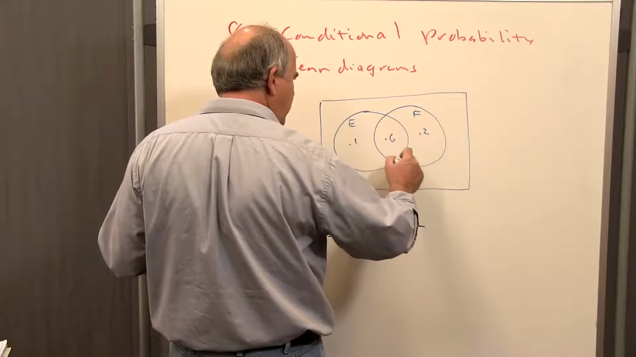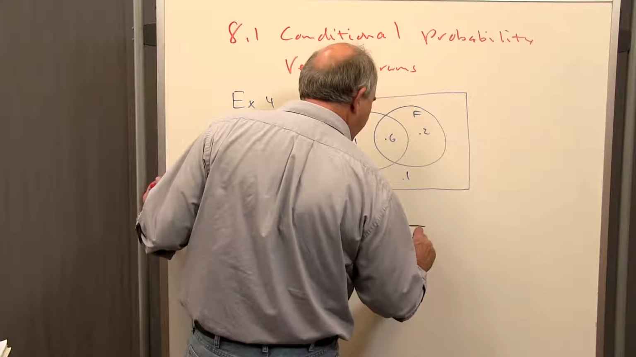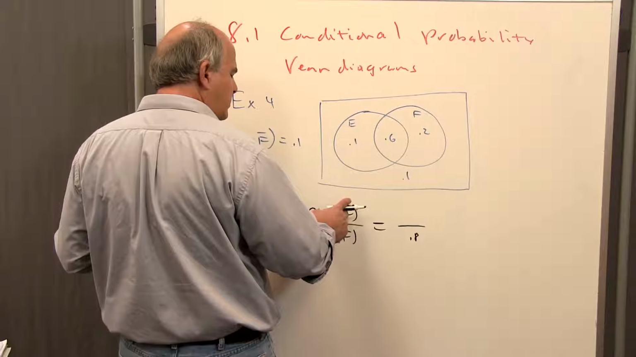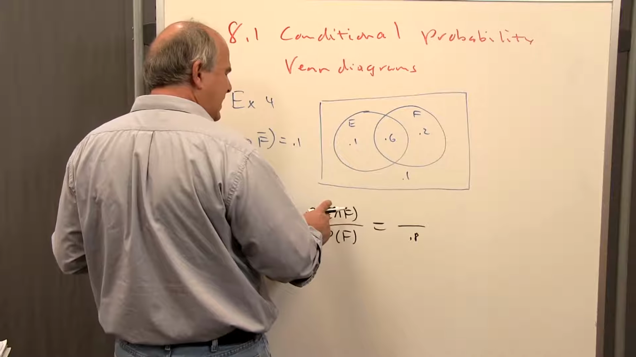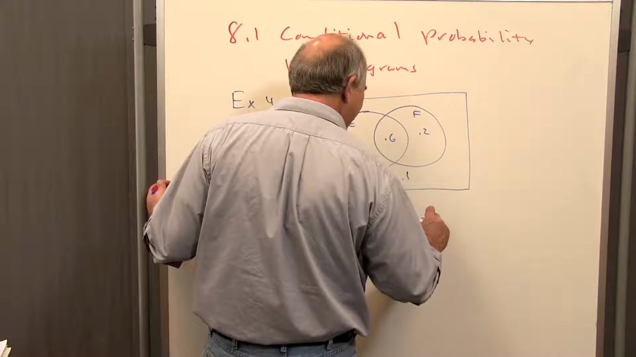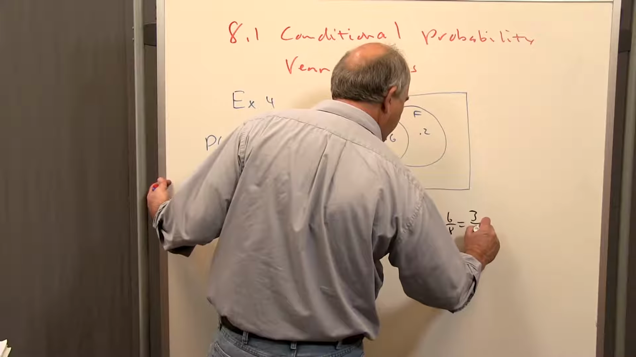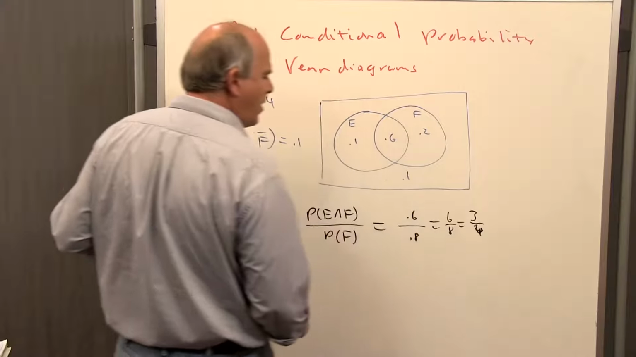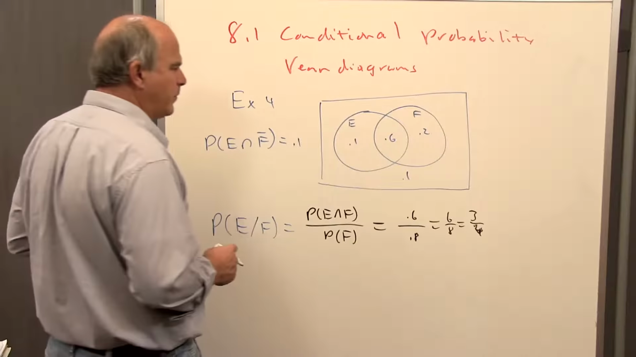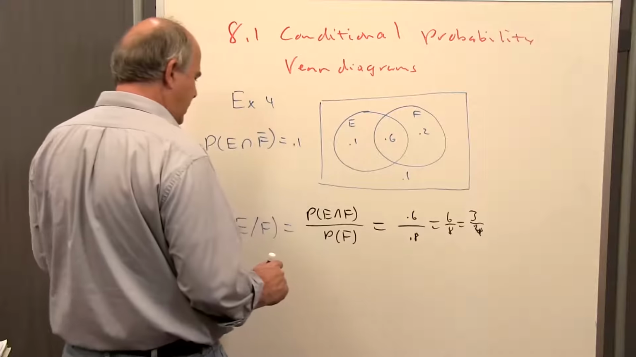So what do we have? The F's are all inside the F circle. What's the total inside the F circle? 0.8, right? On the other hand, the numerator should be only those F's that are also E. How many of these F's are also in the E circle? And that's 0.6. So 6 over 8, or if you prefer, 3 over 4, right? I don't think I mind reducing them as much when they don't refer to counts. So 3 and a 4. Restrict yourself to the F and then look for these that are inside the F.